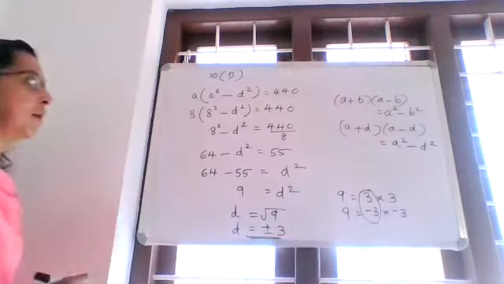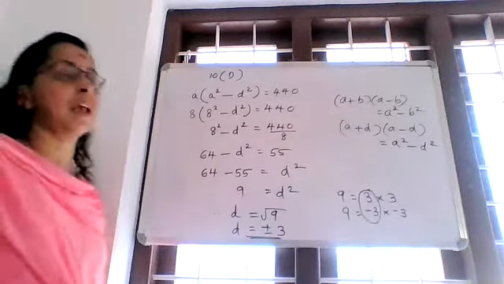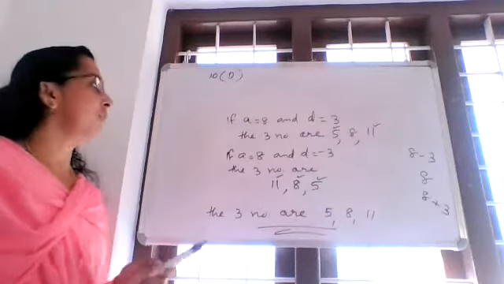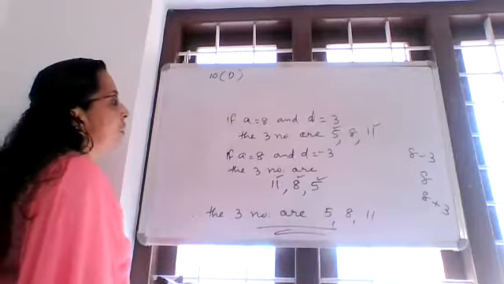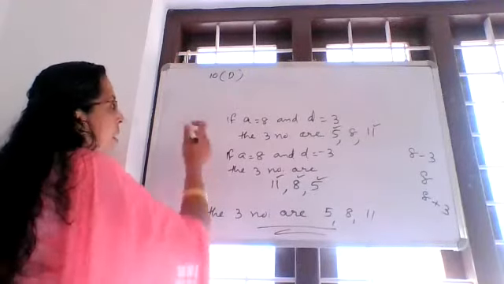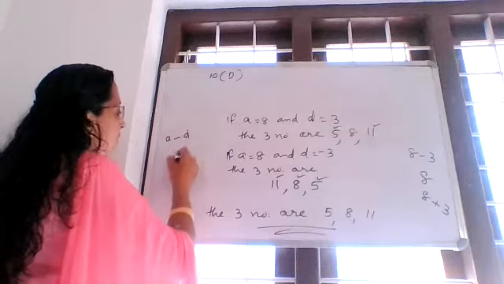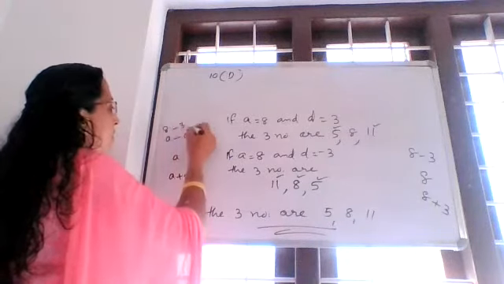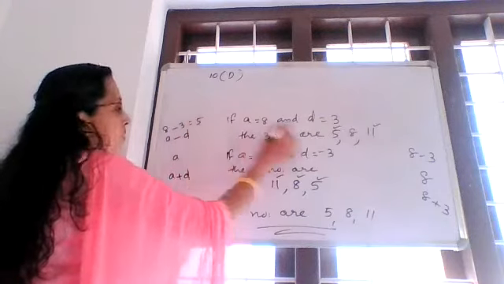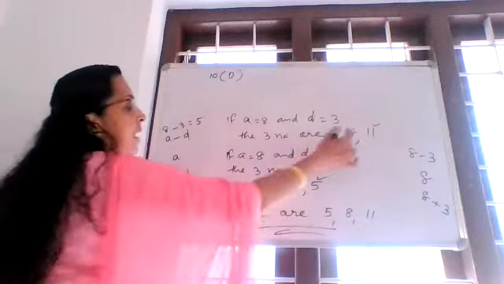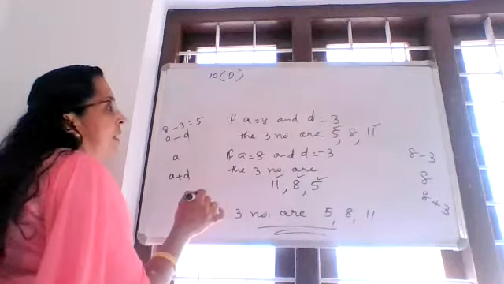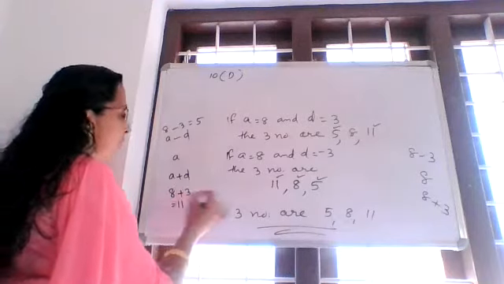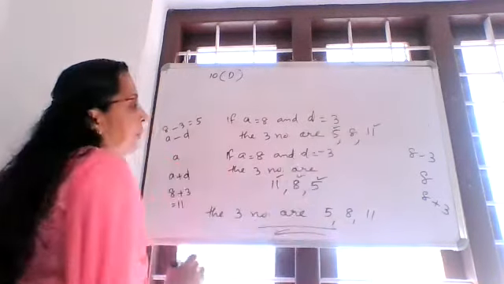So we want to find the numbers. We assume the numbers as a minus d, a, a plus d. If a is equal to 8 and d is equal to 3, the numbers are, do in the working column: a minus d, a and a plus d. So 8 minus 3 is equal to 5. Write 5, then a, 8 itself, then a plus d will be 8 plus 3, which is equal to 11. So 5, 8, 11.